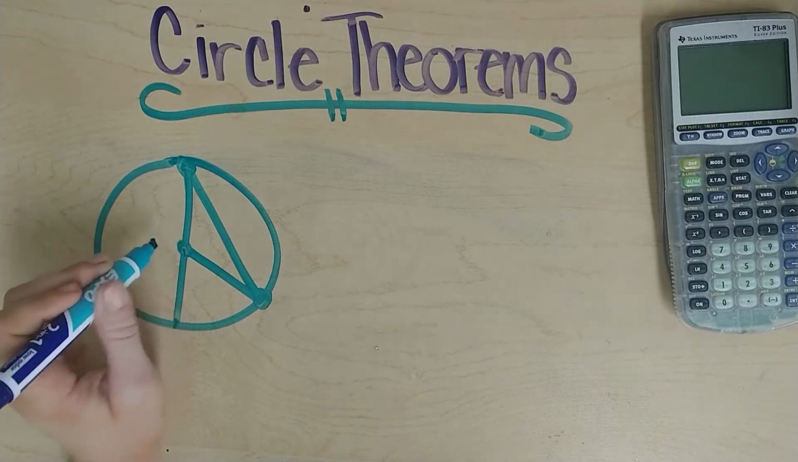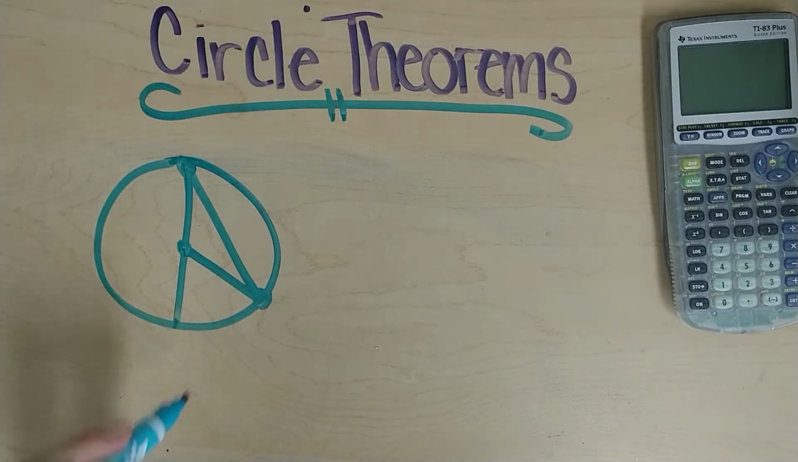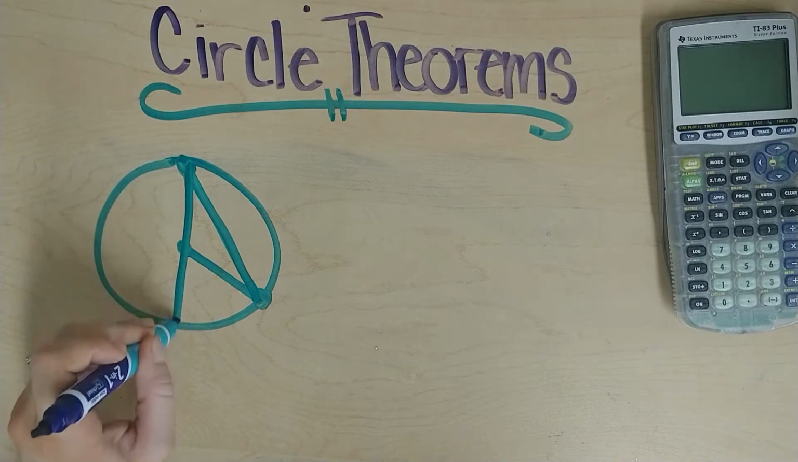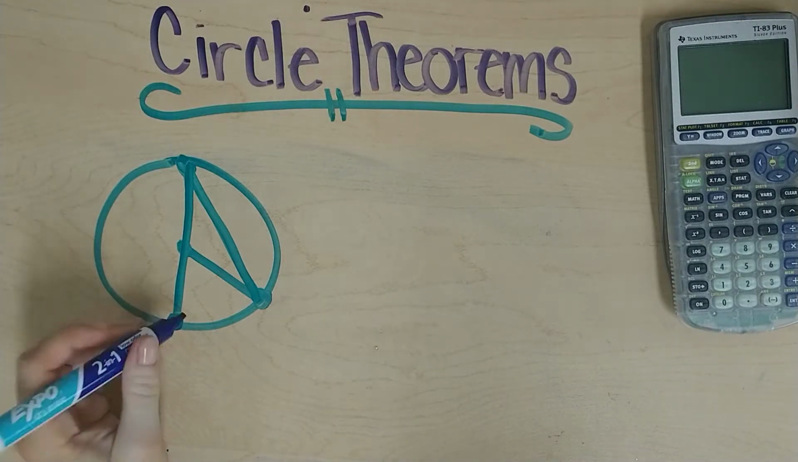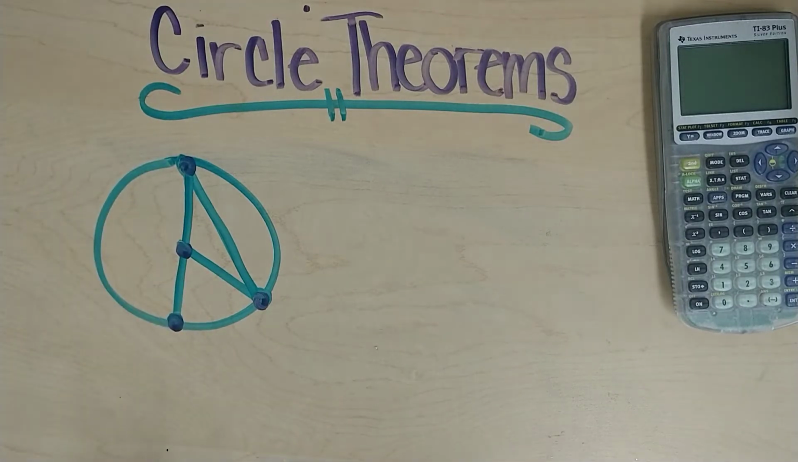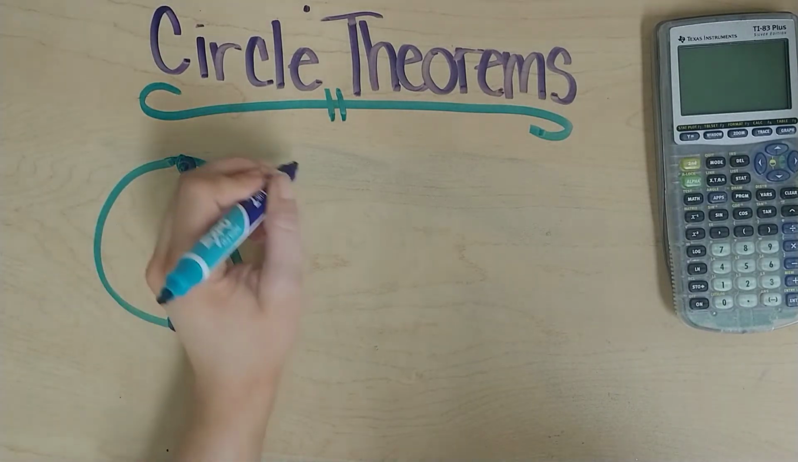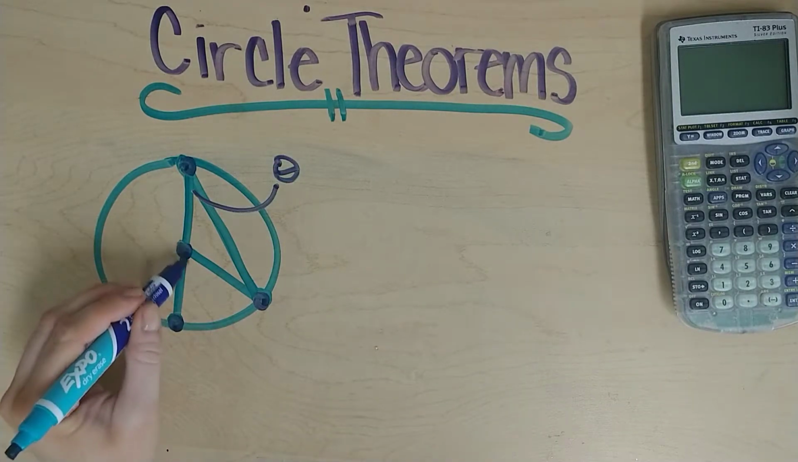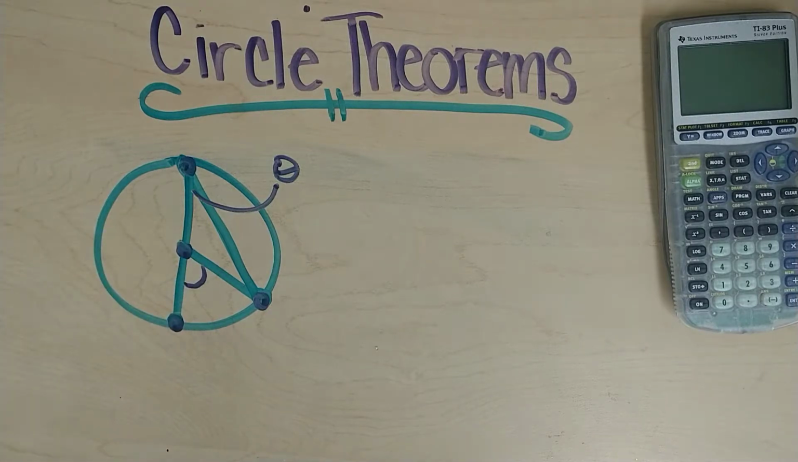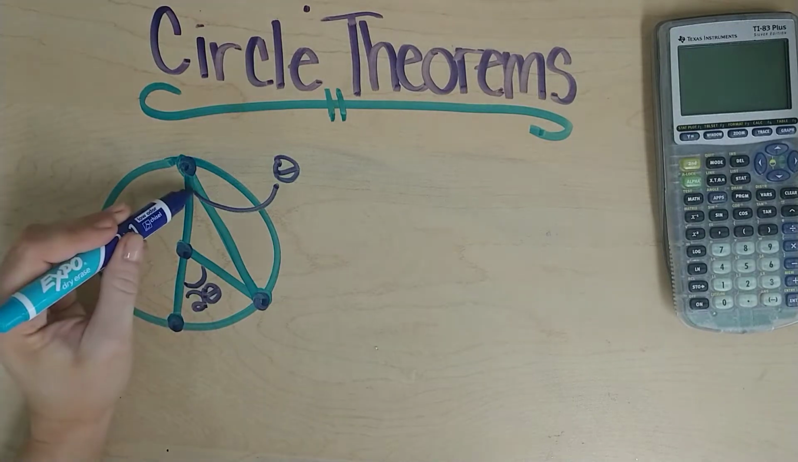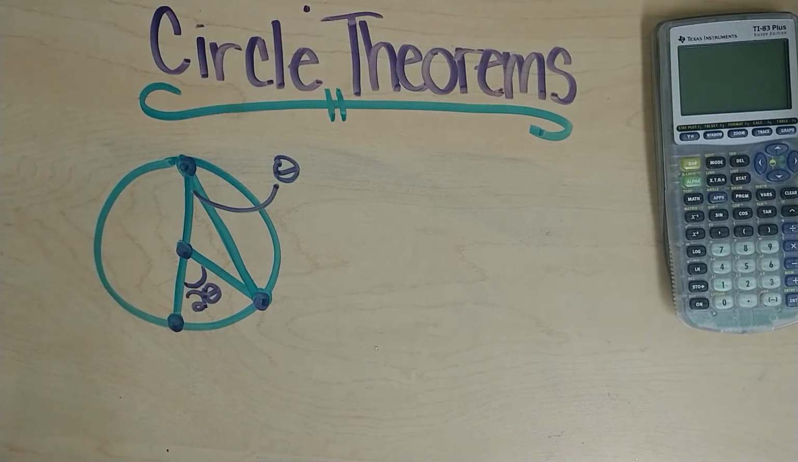So I have a center point, a radius coming from the center point, a chord coming across, and then a diameter coming all the way through the center point, right? Here are my points. If this inscribed angle is theta, this angle coming from my center point is also 2 times theta. So again, if this is 40 degrees, this angle is 2 times 40, or 80 degrees.